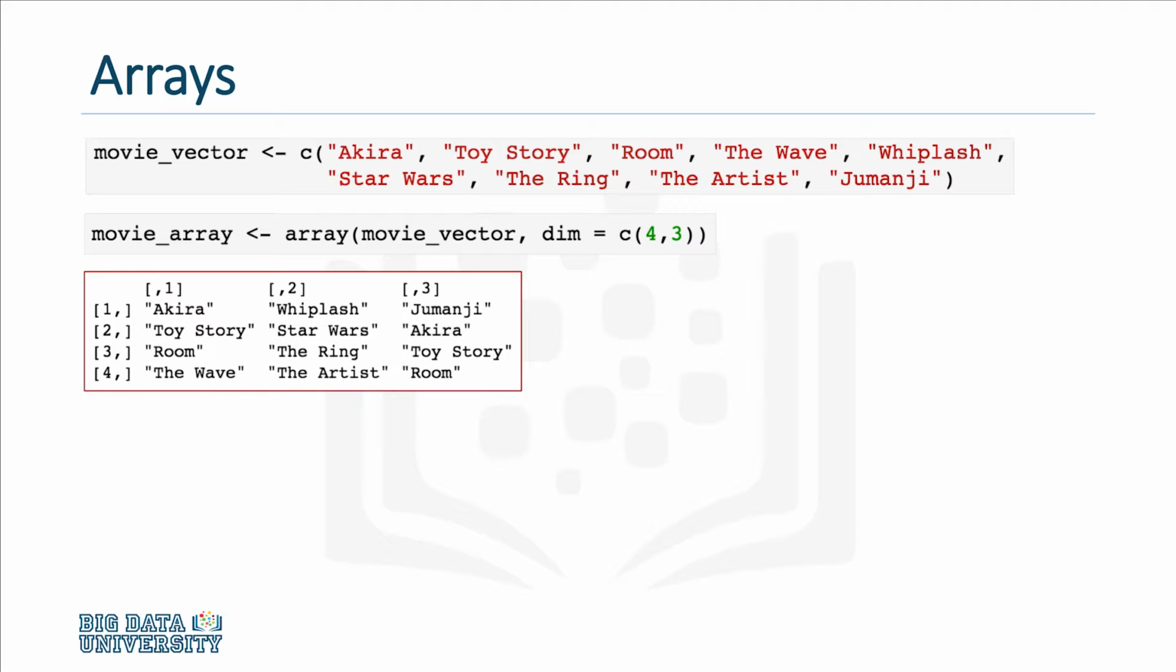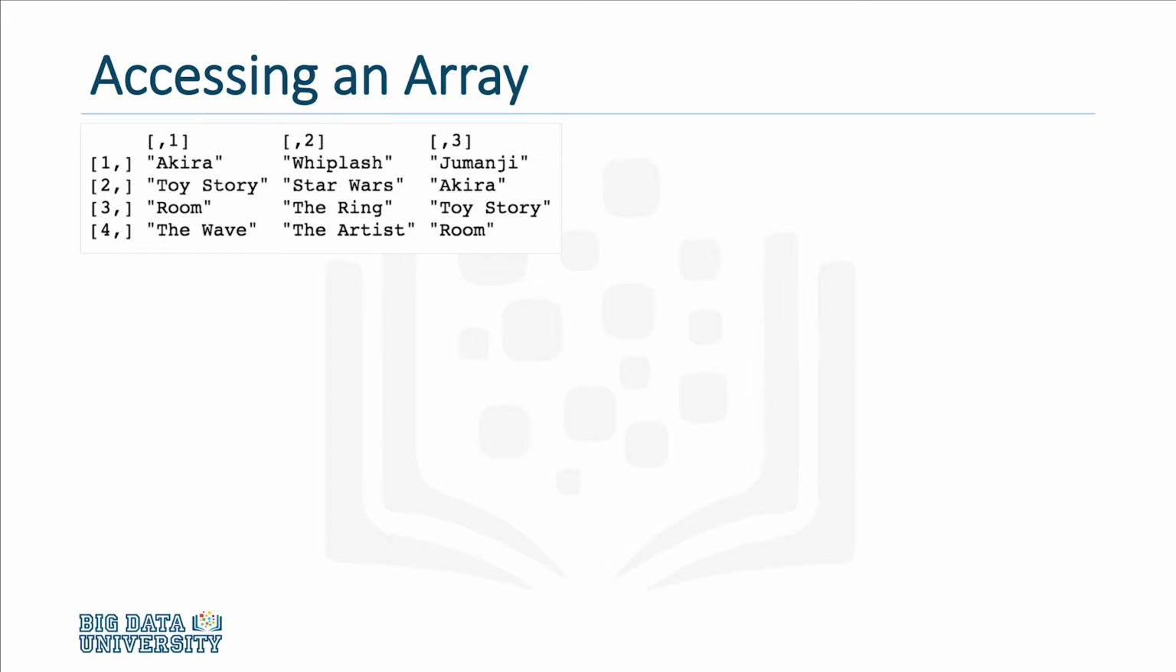Notice that the elements start to repeat at row 2, column 3. This is because our original vector only had 9 elements, but the array size is 4 times 3, which is 12. To access an element in an array, we need to specify the element's index.